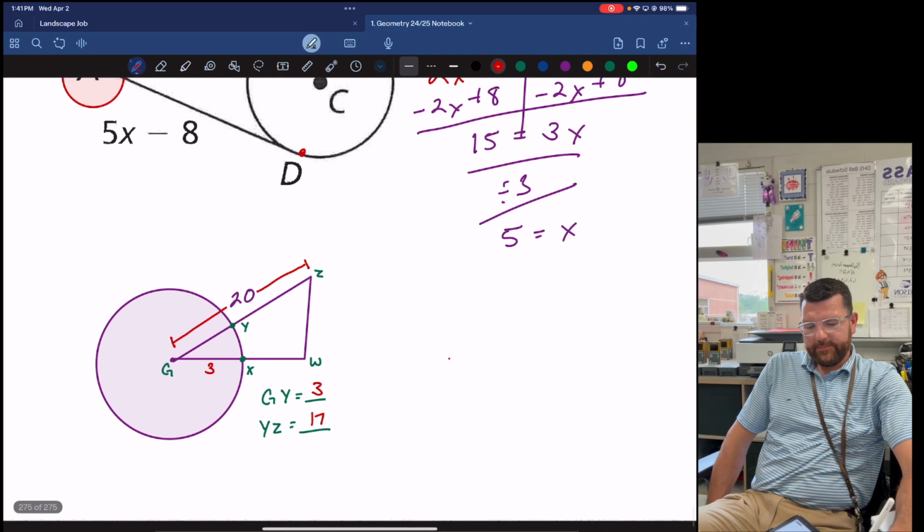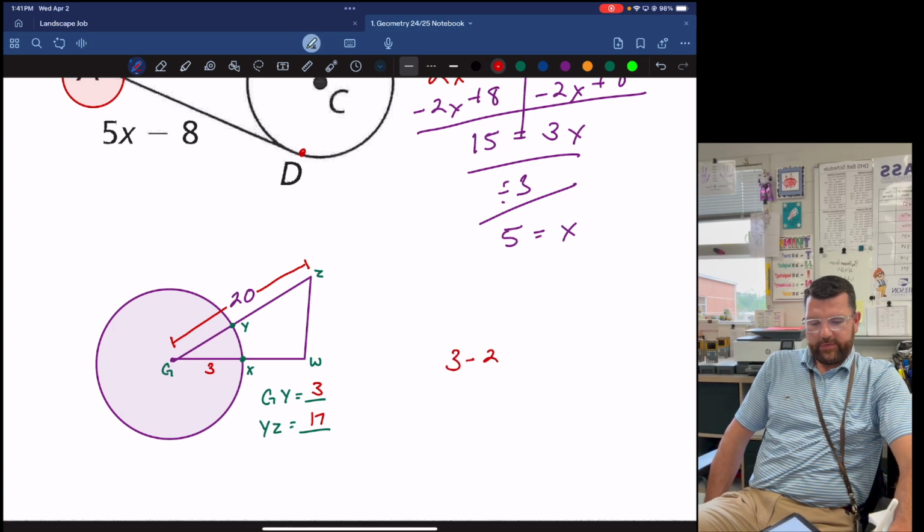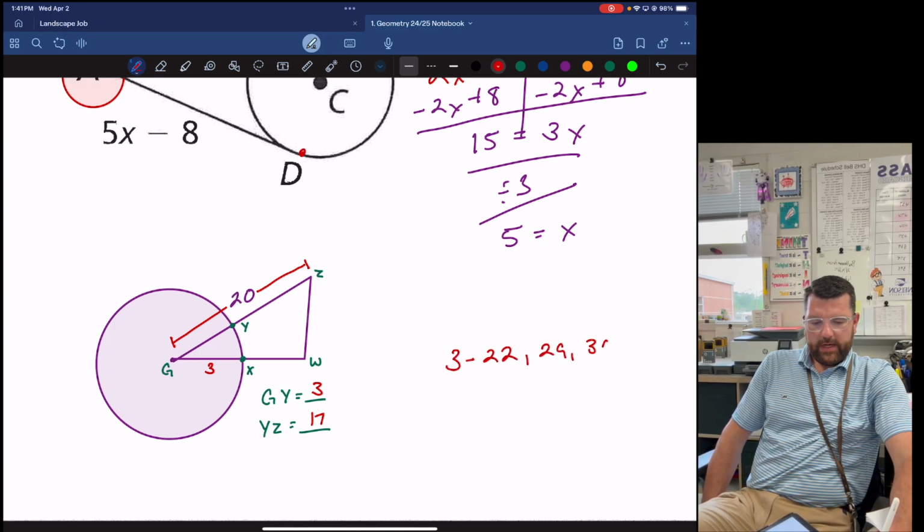Your homework tonight is on the worksheet. You are doing 3 through 22, 29, and 30.